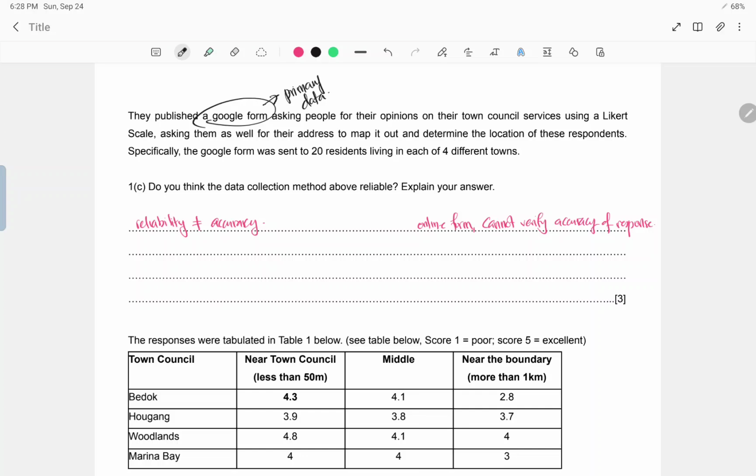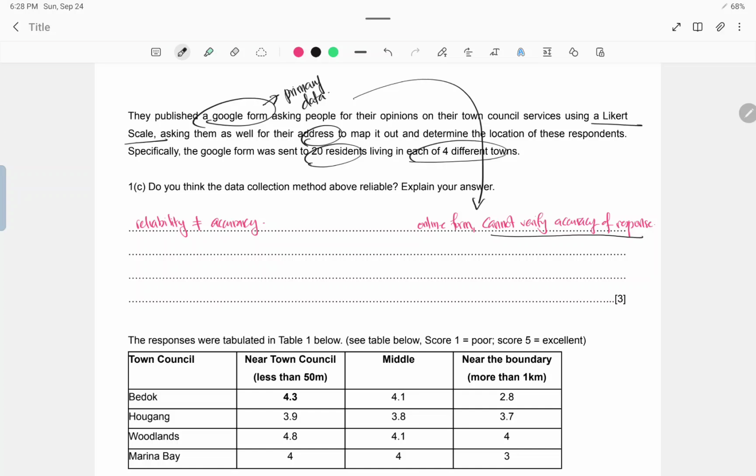Which is something that a lot of you are actually writing down, that if it's an online form, you cannot verify the accuracy of the response because you cannot ask further. And I completely agree with it. However, let's continue reading the question. Right, first, they're using a Likert scale. Some of you are writing down Likert scale is good because blah blah blah. Okay, they are talking about address, so they're asking for address. They are asking for 20 residents in each of the 4 towns.